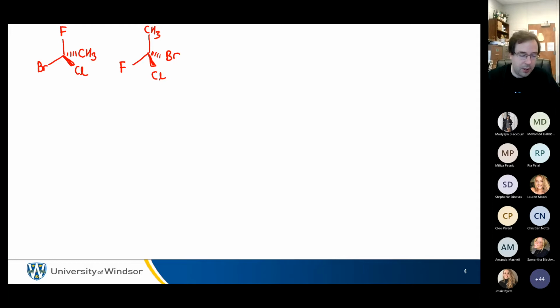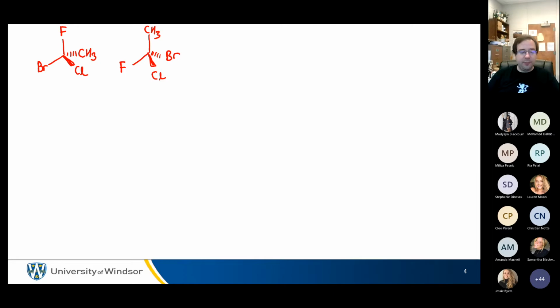So let's look at these. And what we need to do is determine, are these the same molecule or are they different? There are a lot of ways you can do this. So one way you can do this is build a model. Initially, build a model. I'm going to show you how to do it on paper. Build a model initially, because you're going to want to try and get this 3-dimensional thing going.